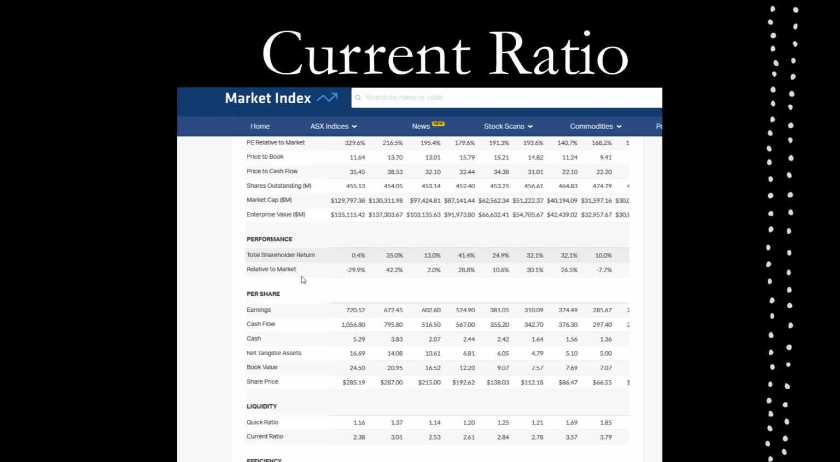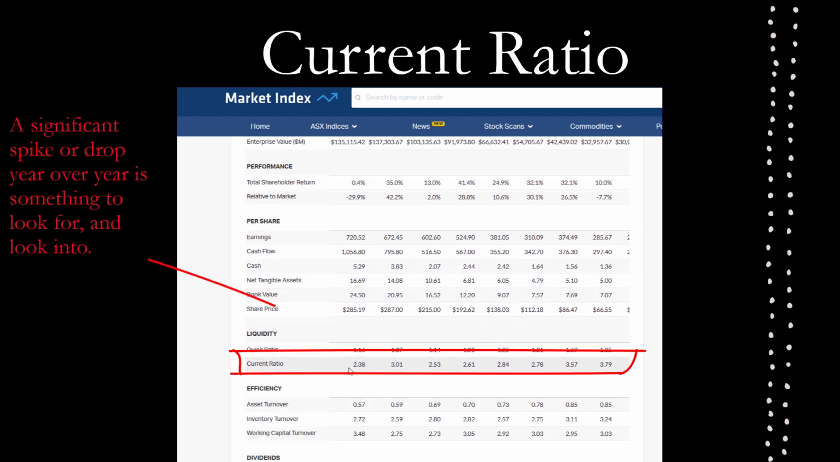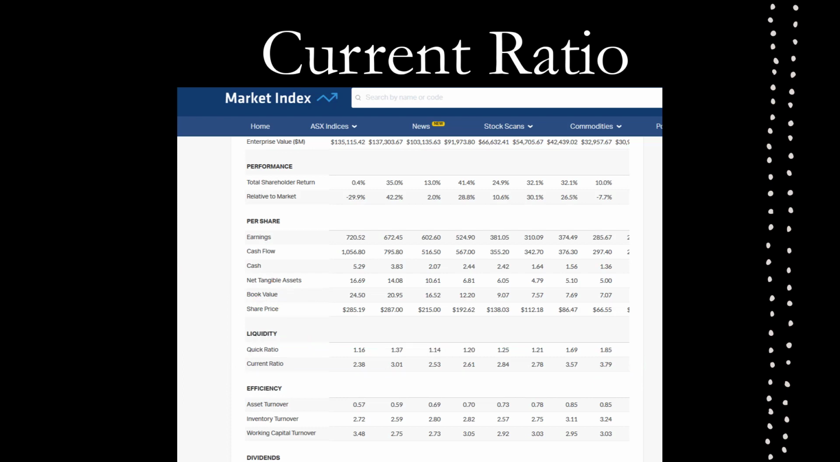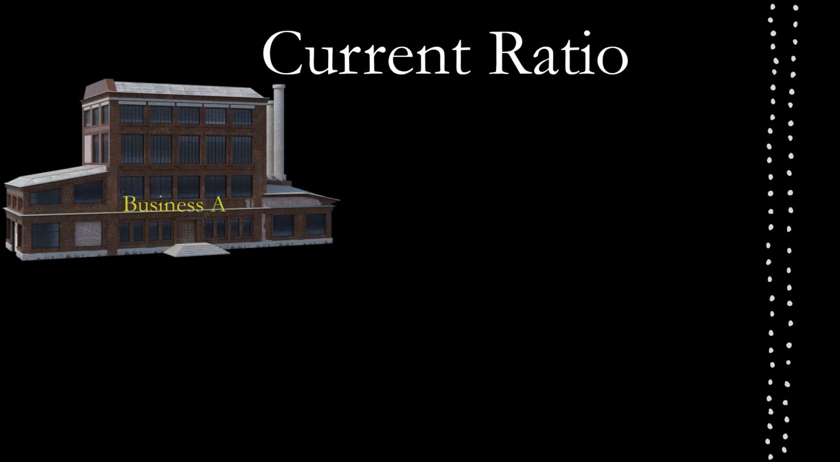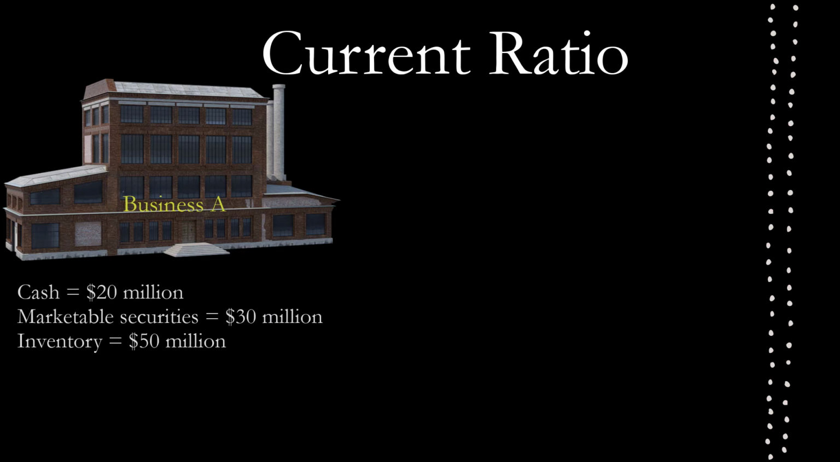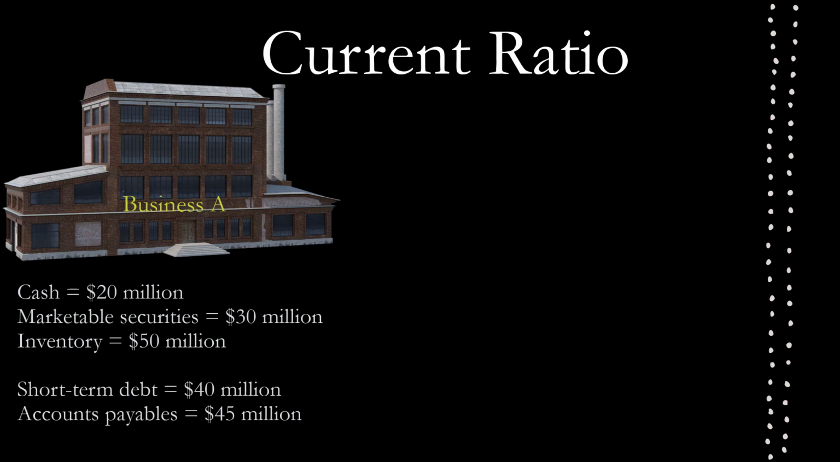The current ratio is calculated simply by dividing current assets by current liabilities. The resulting number is the number of times a company could pay its current obligations with its current assets. I'll show you how the current ratio works with an example of the current ratio formula for a company called Business A. Business A holds 20 million in cash, 30 million in marketable securities, and 50 million in inventory. On the other side, it's got 40 million in short-term debt and 45 million in accounts payable.